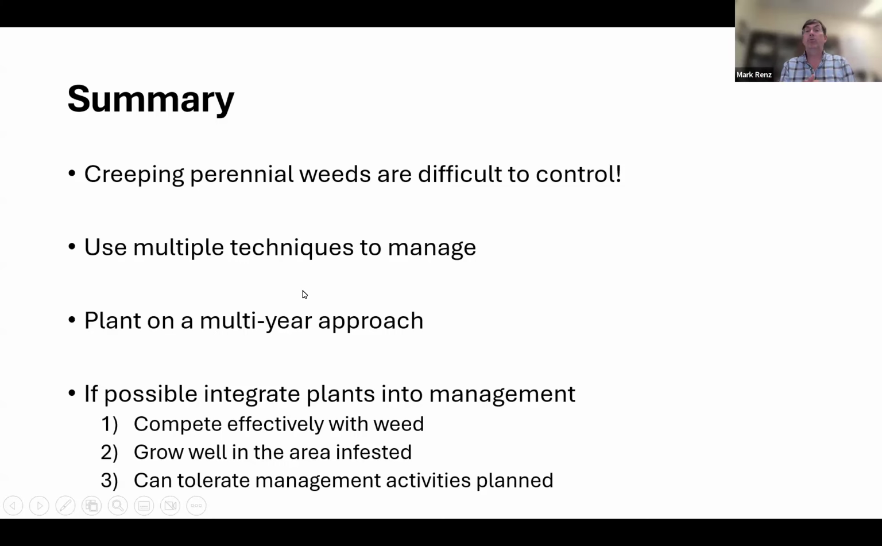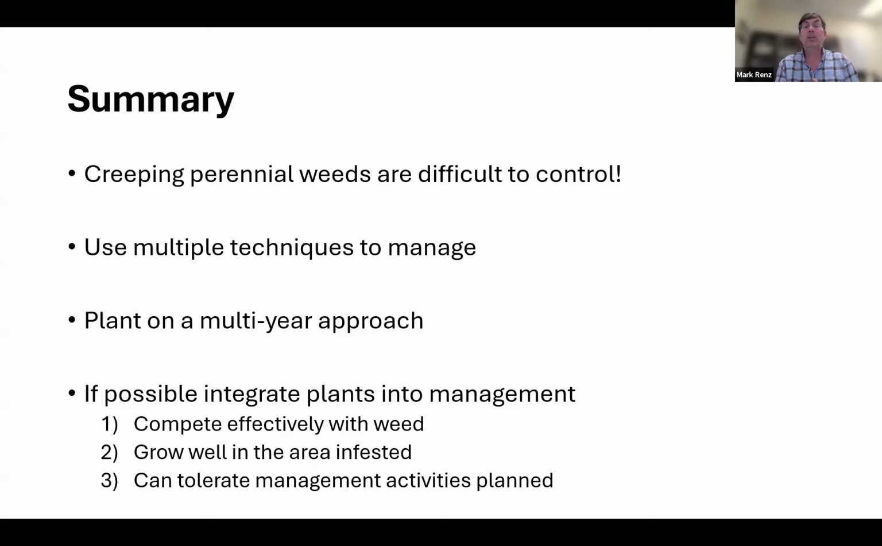So I know we've gone through 3 difficult to control species. Some summary comments that I would have is realize when you're getting into this, it's hard. Creeping perennial weeds are difficult to control. So try and utilize multiple approaches to management. Plan on multiple years. Don't think you're going to get rid of this in 1 year. Be intensive in the first year to 2, and you'll likely have less energy, less effort needed in subsequent years if you really get after it.